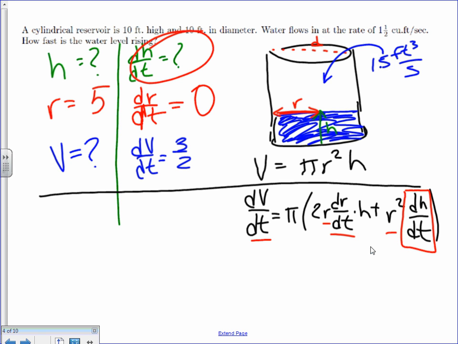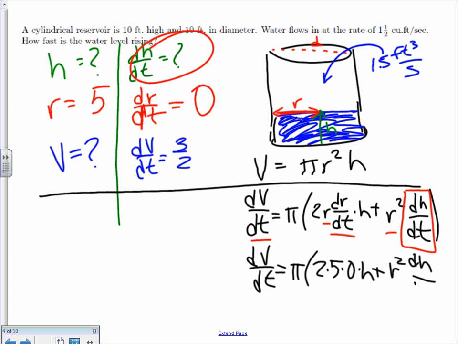Hopefully you've noticed by now, maybe you've thought about what you're plugging in. This is a big red flag here. Not a red flag, but like a green flag, meaning go. This dr/dt being 0 might help us out, because when I plug it in here, guess what? There's going to be no more h's there. So let's just go ahead and plug right on in. dV/dt equals pi times 2. I'll go ahead and do it just for fun, plugging all this stuff in to show you. 2 times 5 times 0 times h plus r squared dh/dt.